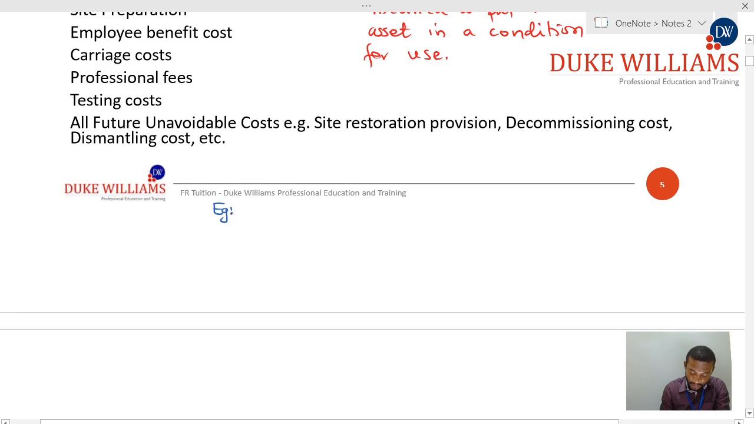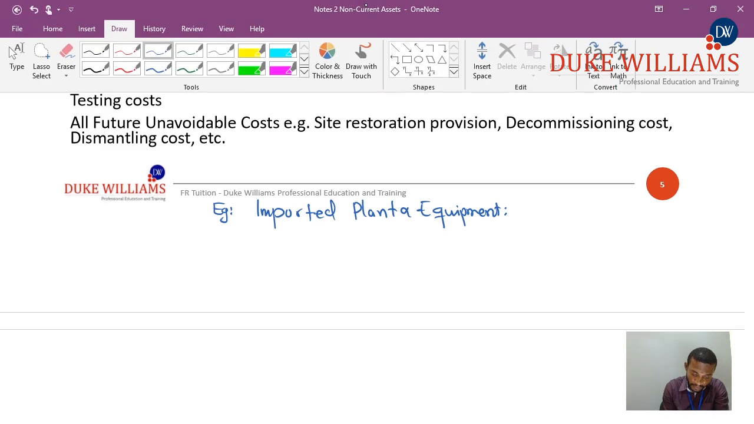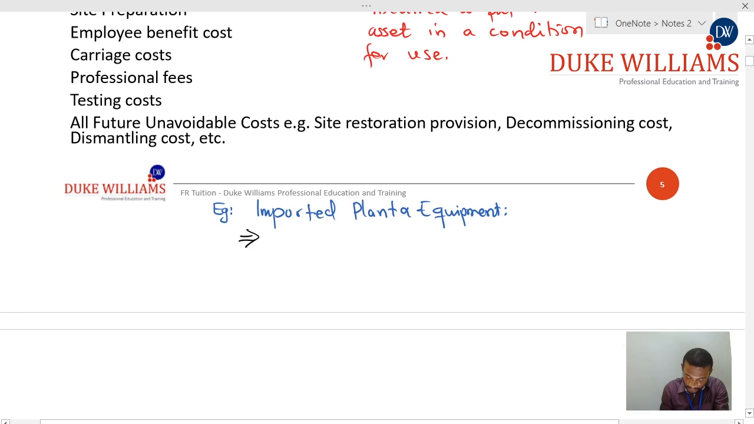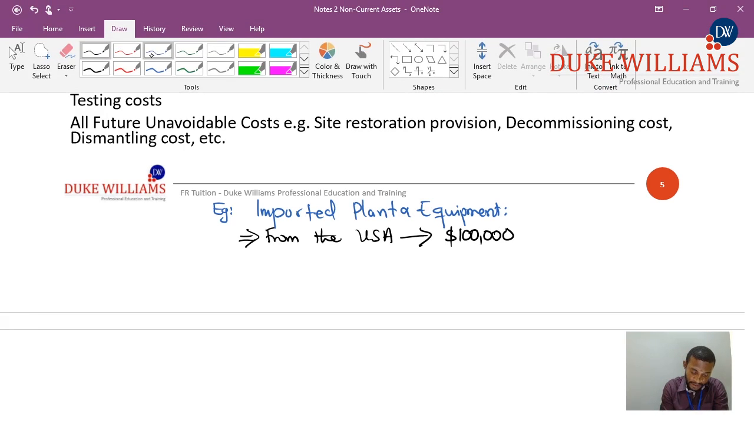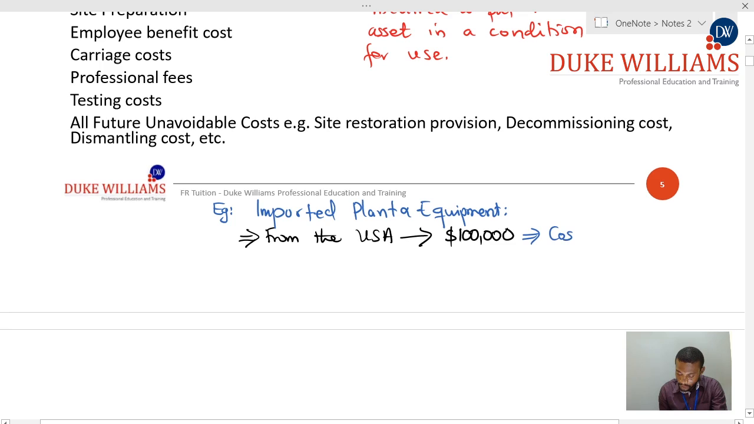So, example of initial measurement. Let's say we have imported plant and equipment to use. Now, this has been imported maybe from the US. And maybe it cost $100,000. And this is how much we have paid to the supplier. So cost or purchase price.